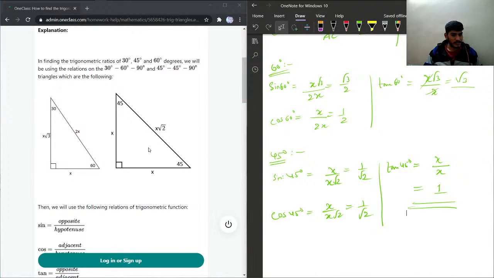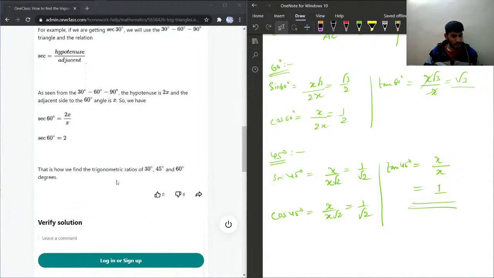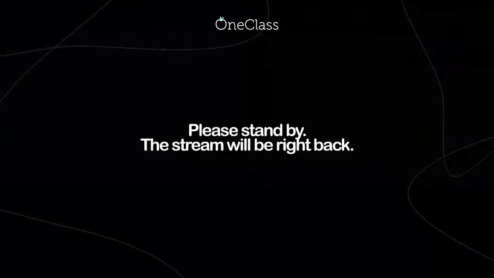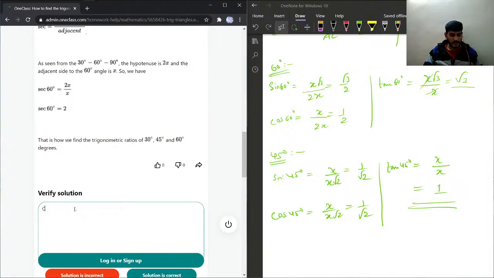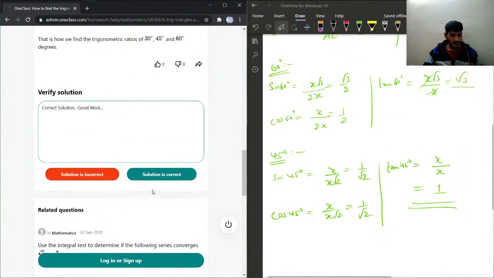So let us see. Okay, yeah, so correct solution. And the solution given here is correct. Good work. Yeah, so the solution is correct.